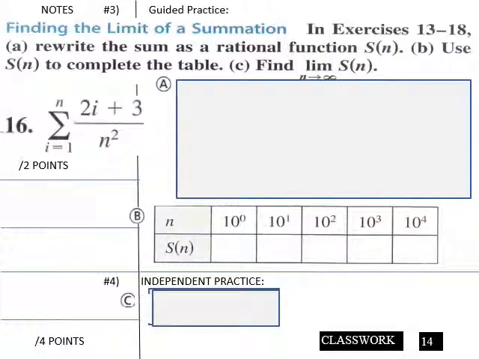Into our guided practice here. A, rewrite the sum as a rational function, so rewrite this as a rational function using S of n. And then B, down here, we have a table: complete the table of S of n. Then C, which is yours, independent practice: find the limit of S of n as n goes to infinity. So here is our summation, 2i plus 3 over n squared.